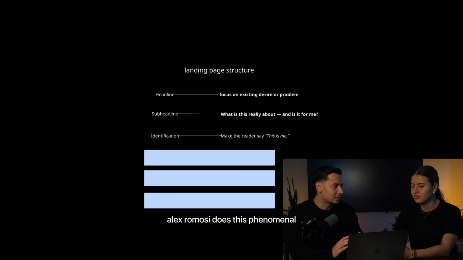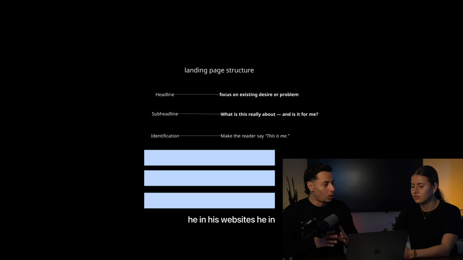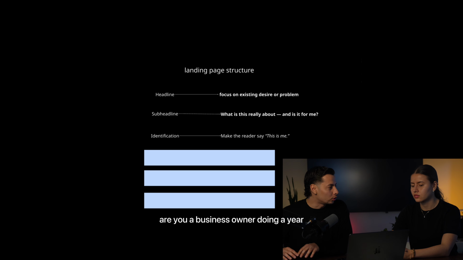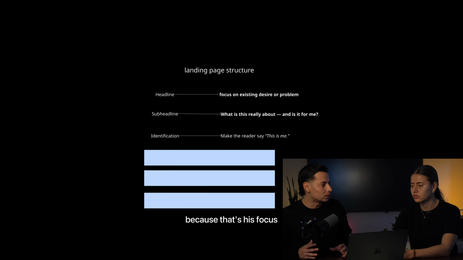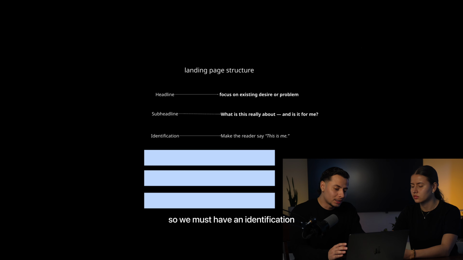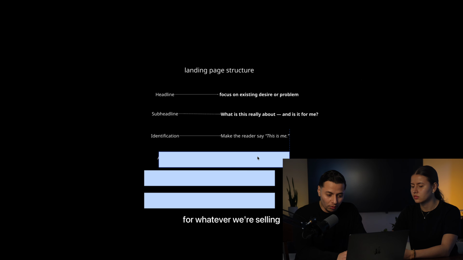Alex Hormozi does this phenomenally. In his websites, he makes sure he includes, are you a business owner doing a year? Because that's his focus. When he's running ads, he's focusing on those business owners. So we must have an identification for whatever we're selling.